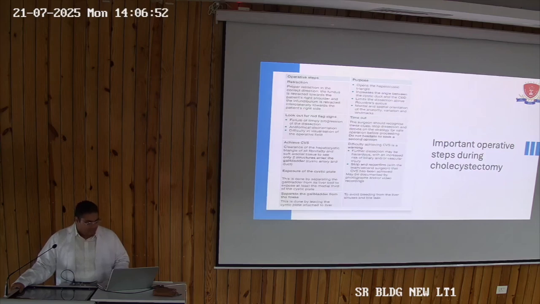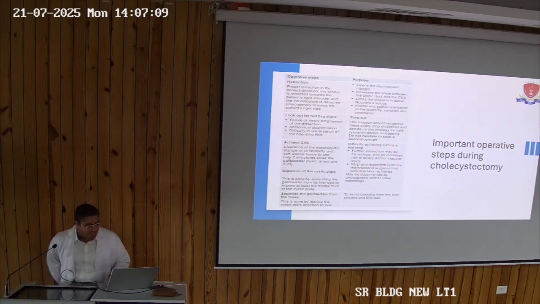Another, which is the most important step, is to achieve the critical view of safety, CVS. Clearance of the hepatocystic triangle of all the fibrofatty and soft areolar tissue to see the only two structures entering the gallbladder, that is the cystic artery and the cystic duct.